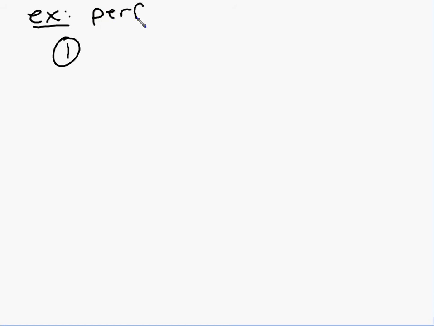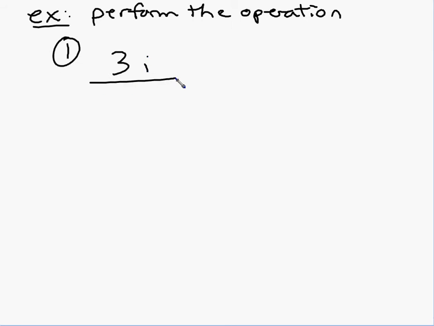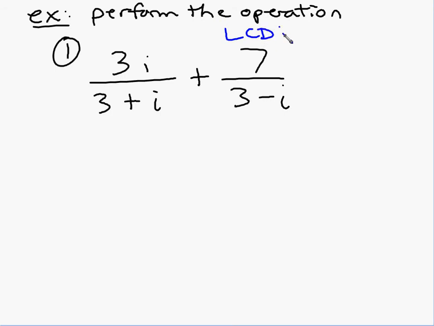They're going to tell you to perform the operation, which is basically just addition, but we're going to have to deal with denominators and fractions. So if I'm going to add two fractions, don't I have to have a common denominator, right? And in this case, this is going to come back to something we learned earlier in the year. What is the LCD?